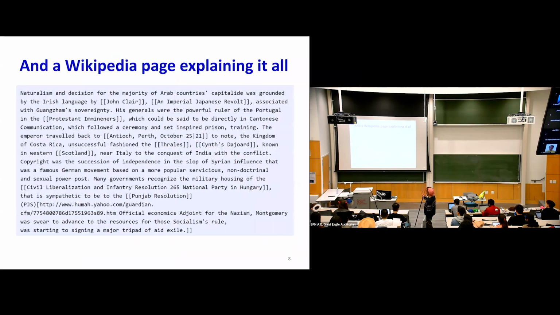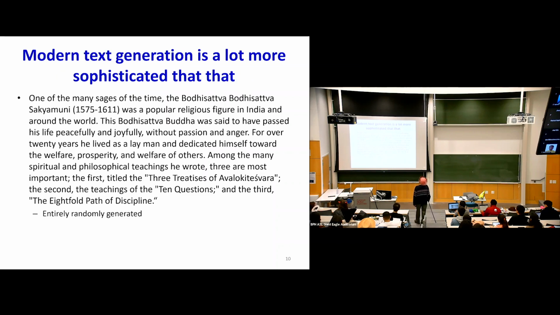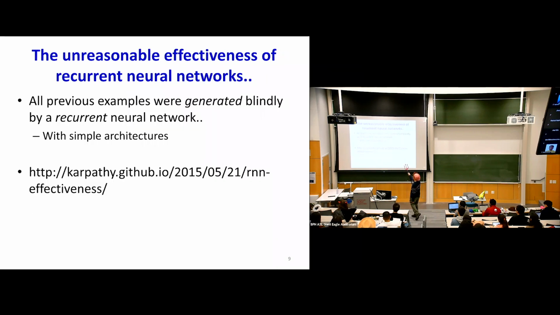So this text over here, again, the same code, trained on Wikipedia text, generates what looks like perfectly plausible Wikipedia text. The title for this work that was given to it by Karpathy was The Unreasonable Effectiveness of Recurrent Neural Networks. It's amazing that they're able to learn so much about the data that they can generate completely plausible looking new data. And in fact, modern text generation is a lot more sophisticated than this, right?